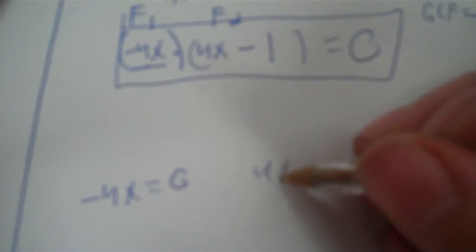So -4x equals 0, 4x minus 1 equals 0. So x is 0. Plus 1, 4 times x equals 1, divided by 4. So 1 divided by 4 is 0.25. Seconds and seconds. Okay, I'm going to cross this one out, and then you'll have this one to do.